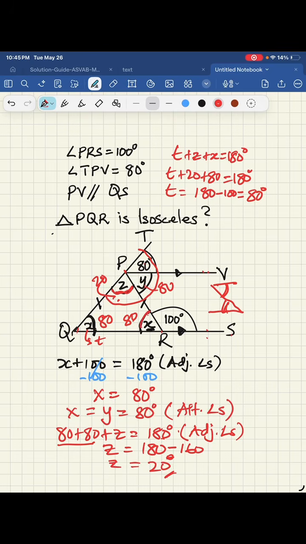So since this base is the same as this, it shows that triangle PQR is an isosceles triangle.